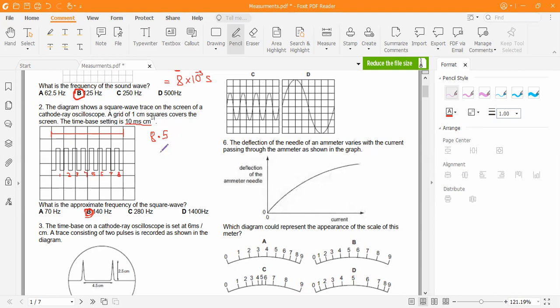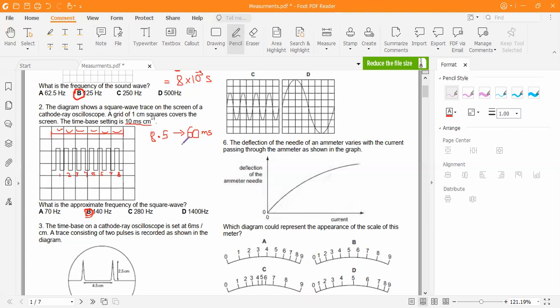And what's the total time taken by those waves? How many blocks are there? One, two, three, four, five, six. 6 blocks. That means 8.5 waves took 60 milliseconds, right? How did you get 60? Because there are 6 blocks. So this is one, two, three, 4, 5, 6. So there are 6 blocks, so I can say it is 60 milliseconds.